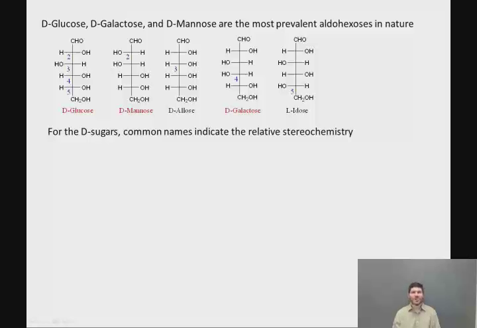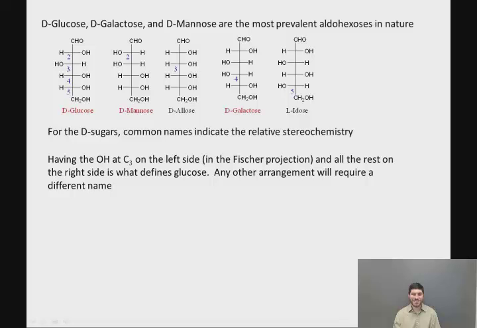So as we said, glucose, mannose, and galactose are the most prevalent aldohexoses in nature. So what defines glucose is when you have the OH at C3 on the left side. Okay, so the carbons are numbered here with the aldehyde being C1. So C2, 3, 4, and 5 are the 4 stereocenters. So all of these other arrangements where you have something other than the OH at C3 on the left side and the rest on the right side requires a different name.